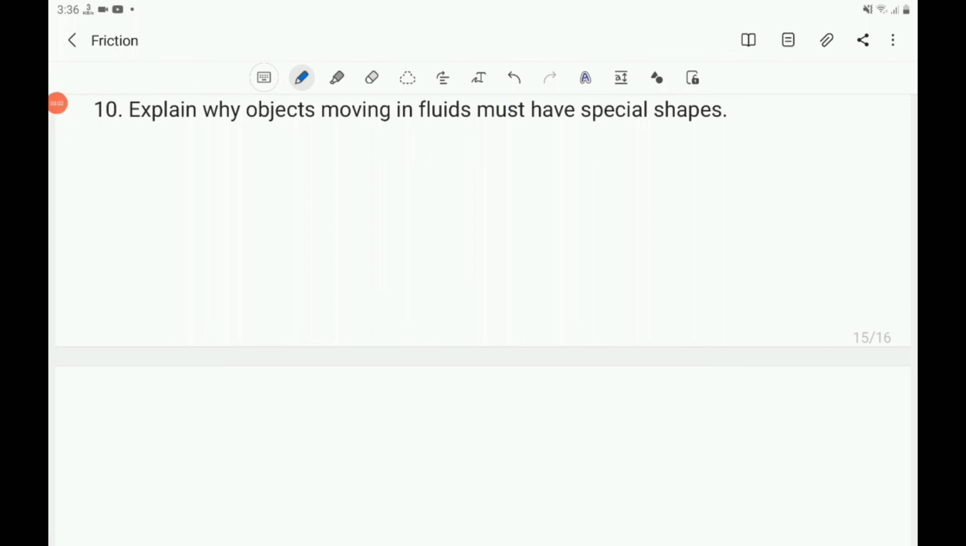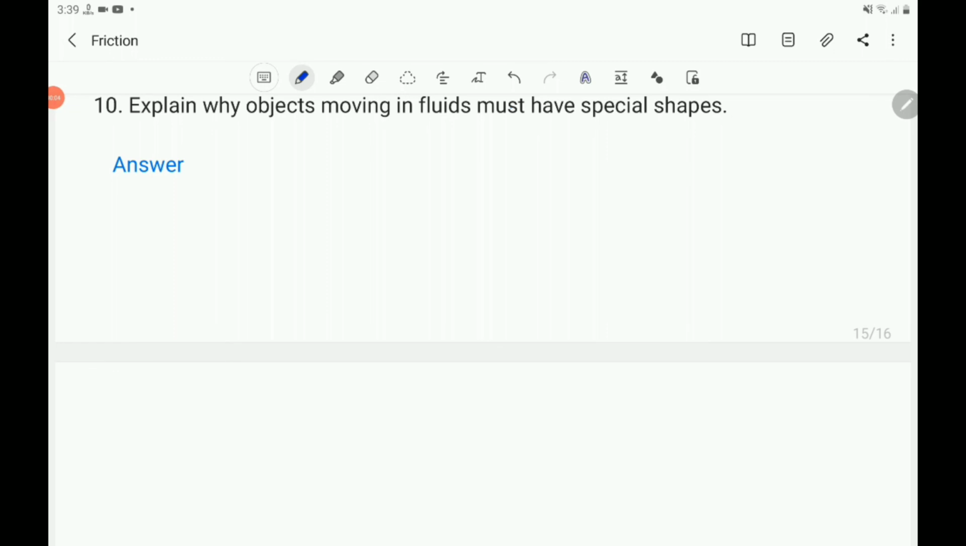Next, the 10th question, that is the last question here. Explain why objects moving in fluids must have special shapes. You know that when objects move through fluids, they have to overcome friction acting on them. In this process, they lose energy. So, efforts are therefore made to minimize friction. So, objects are given special shapes.